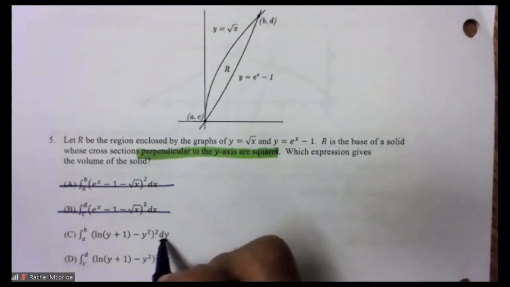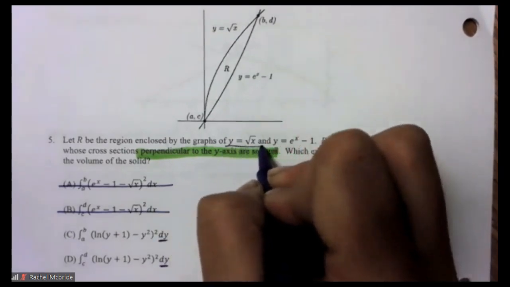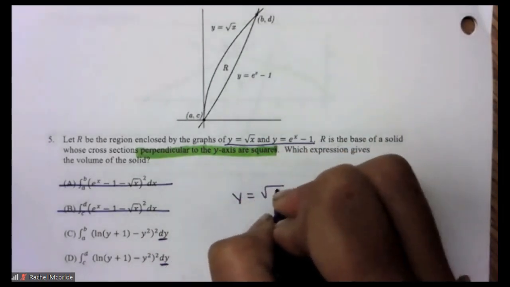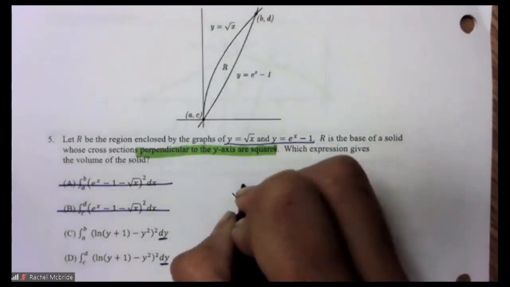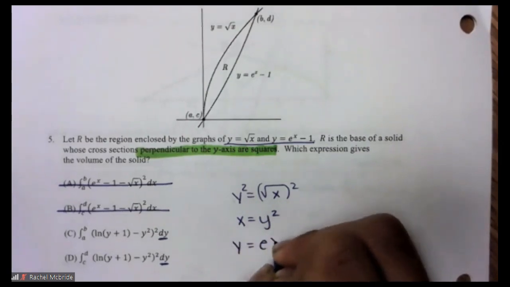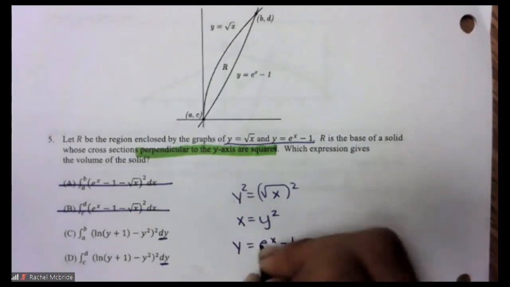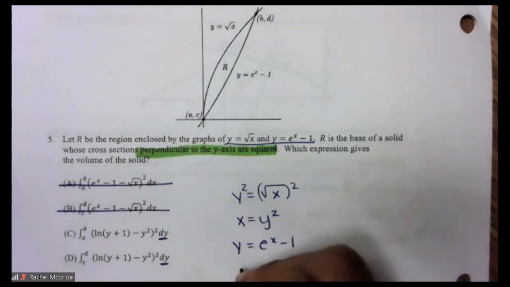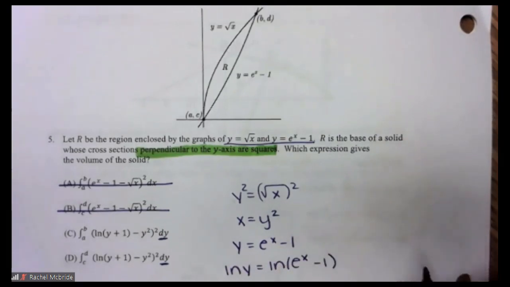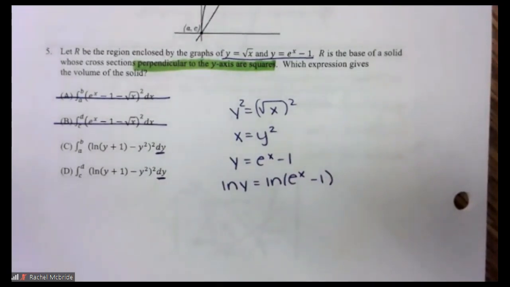In order to get our answer in dy, I need my expressions to be solved for y. So you have to say y equals the square root of x, square both sides, so x equals y squared. So in my equations, I'm looking for x equals y squared, and then y equals e to the x minus 1. To get rid of that and solve for y, you're going to ln both sides. I know, I'm just doing it. Tell me why I don't even need to do this, because I don't. But tell me why.